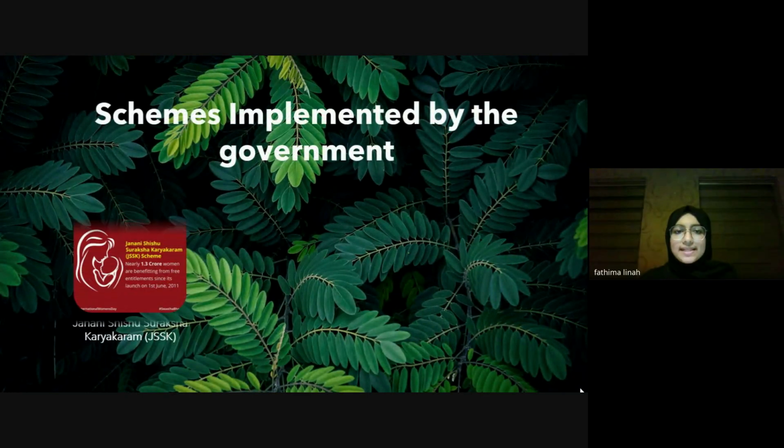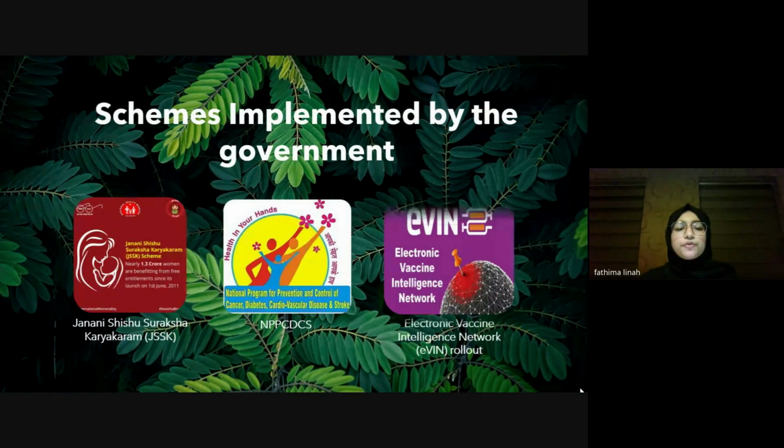Existing government health schemes in India aim to improve public health infrastructure, ensuring universal health coverage and addressing prevalent health challenges effectively, thereby promoting better health outcomes for all citizens. First, we have the Janani Shishu Suraksha Karyakram, which was launched on 1st of June 2011. It entitles all pregnant women delivering in public health institutions to absolutely free and no expense delivery, including cesarean section.